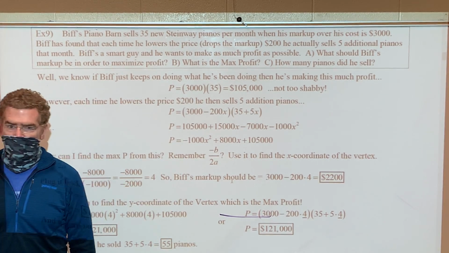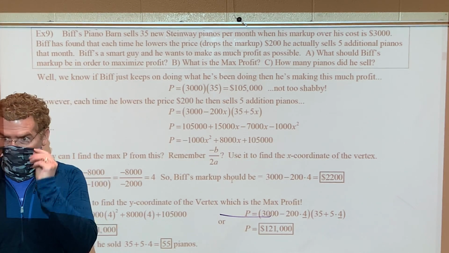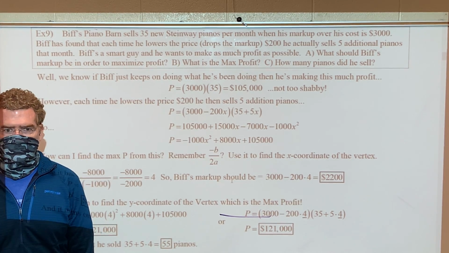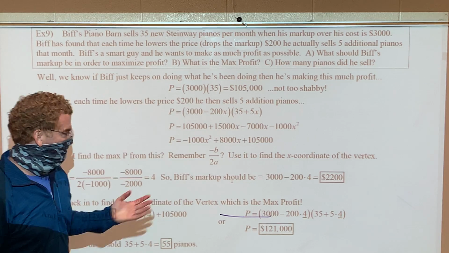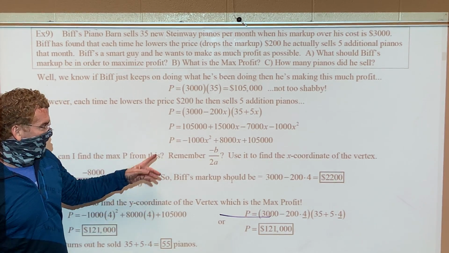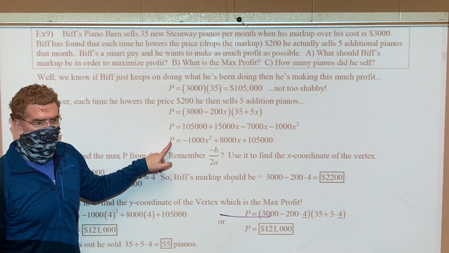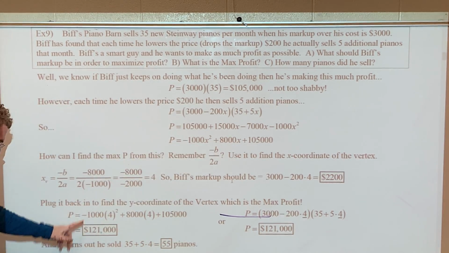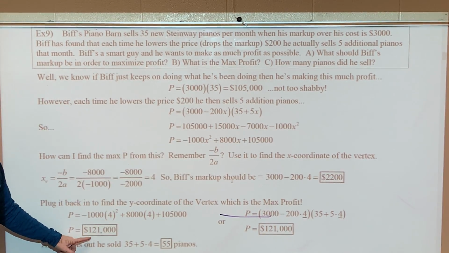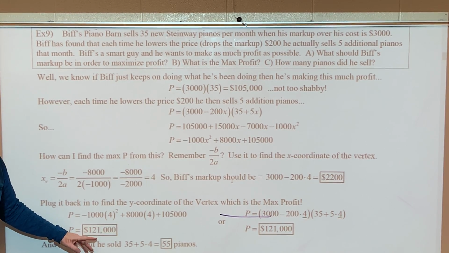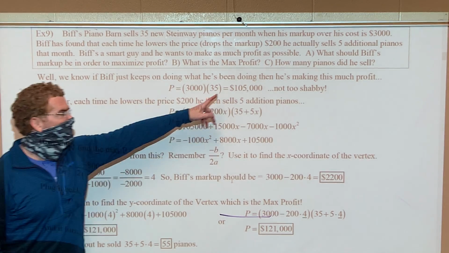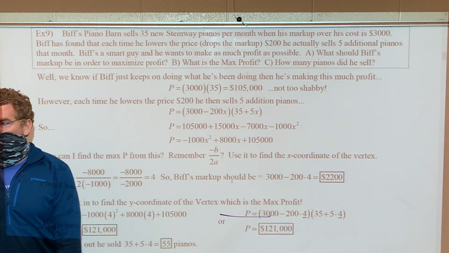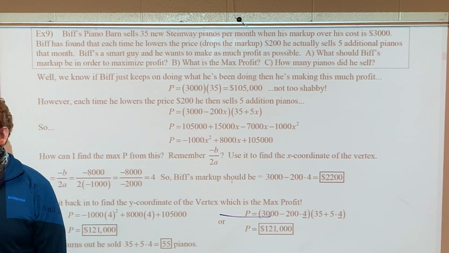Now, what if I said, what would my maximum profit be? And how would I get that? I take the X and plug it back in to find the profit. If I plug 4 into my profit equation, right here I get 121 grand. Now guys, this is just Biff around the corner selling pianos. He just increased his price by $16,000 doing an 8-minute algebra problem.